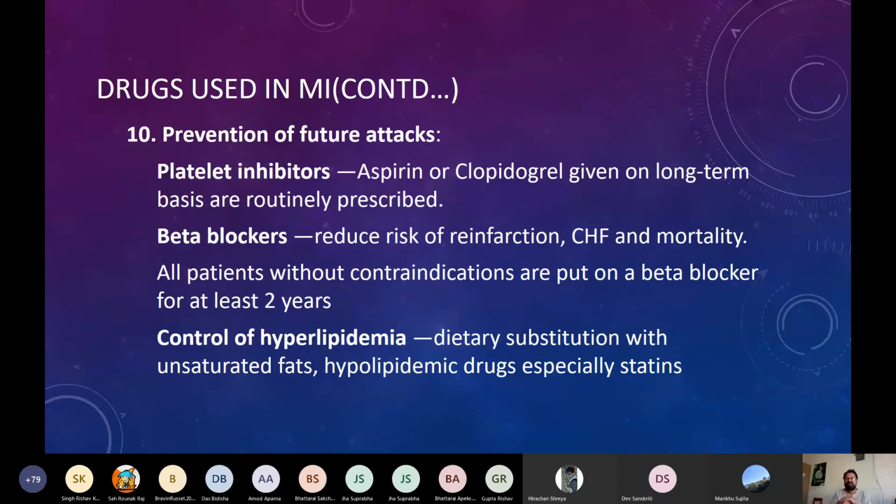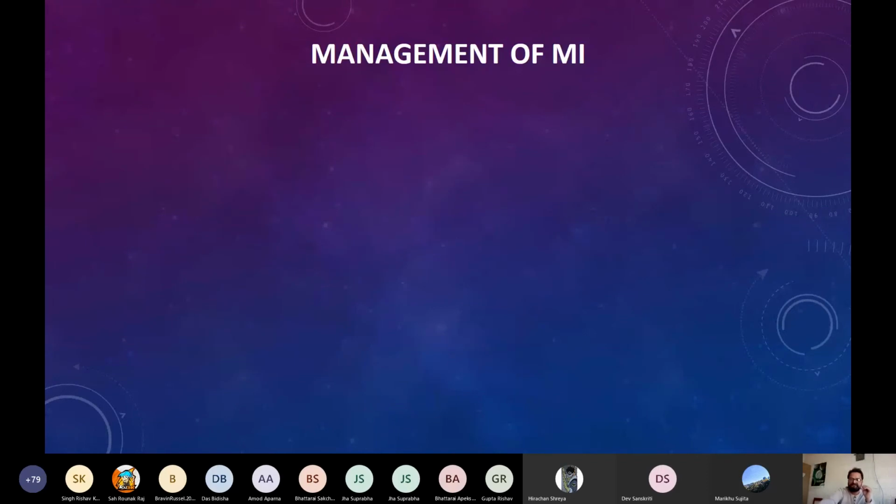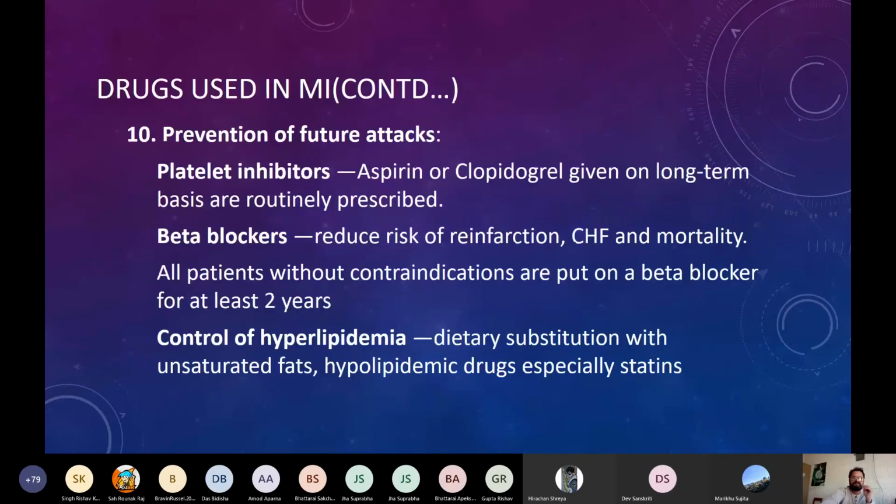And for prevention of future attacks, platelet inhibitors are given, either aspirin or clopidogrel. If you remember from previous classes, we talked about aspirin and clopidogrel as well, thromboxane A inhibitors. They are routinely prescribed on a long-term basis. Why? To prevent further thrombus formation.